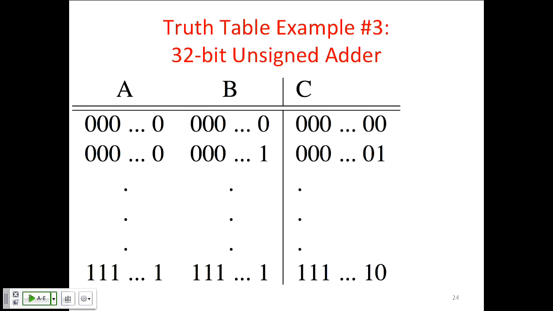Now, if you want to extend this, you could do a 32-bit adder this way. So a 32-bit value for A, a 32-bit value for B. How many rows would you need in the table?